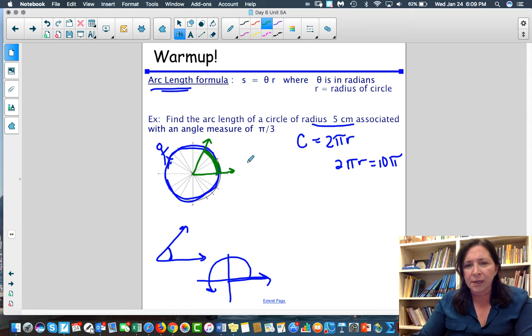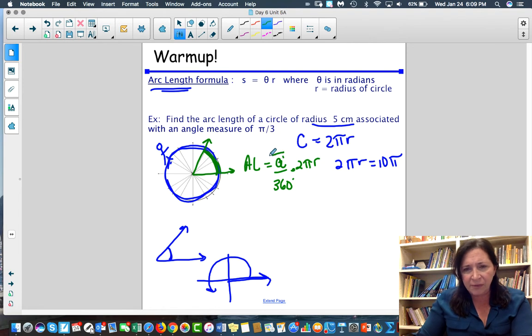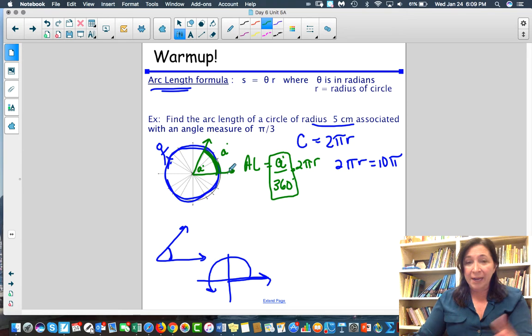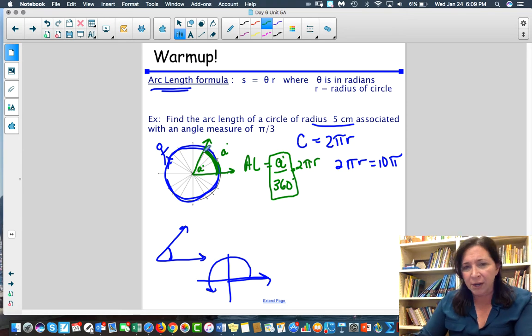Now, in geometry, you might have used this formula: arc length is equal to the arc degree over 360 degrees times 2 pi r. And 2 pi r, meaning that's the circumference, this value right here being a fraction of the circumference. And so what that means is little a is here. That's the arc degree, which is actually this degree measure from here to here. It's an arc degree instead of an arc length, which is your length.